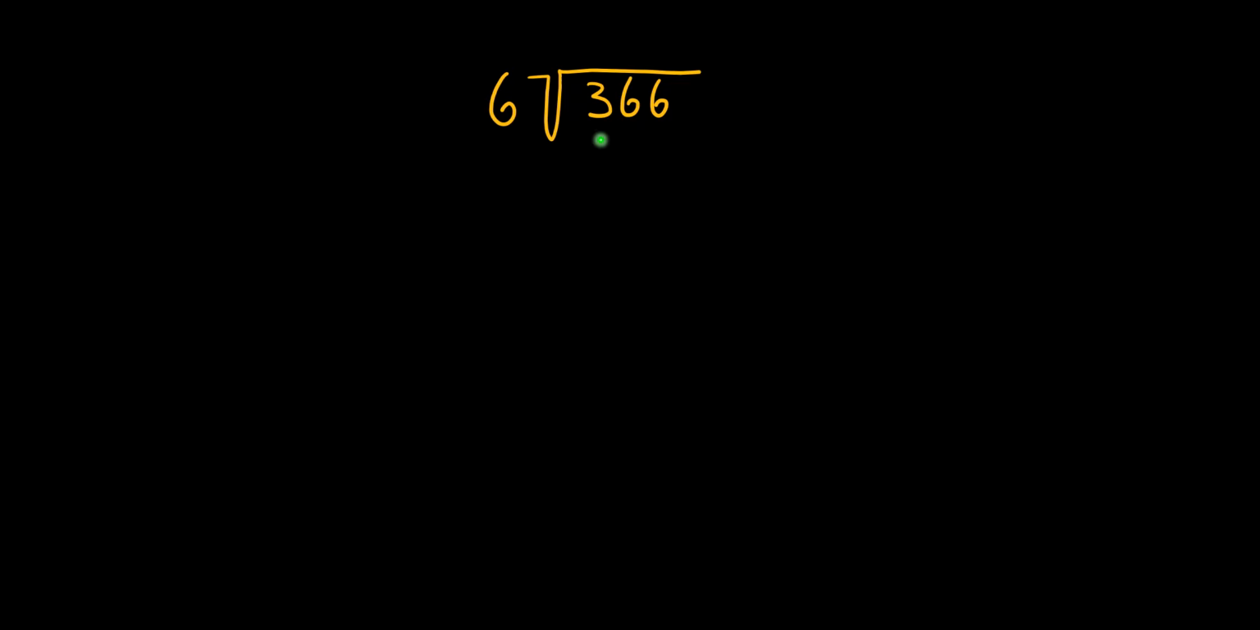In this example, we have 366 divided by 6. So the first thing we want to do is ask ourselves, how many times does 6 go into 3? 6 is bigger than 3, so it can't go in any times. So now we ask ourselves, how many times can 6 go into 36? And if you guess 6, you are correct, because 6 times 6 is going to give us 36. So 36 minus 36 is going to be 0. And now we bring our 6 straight down.